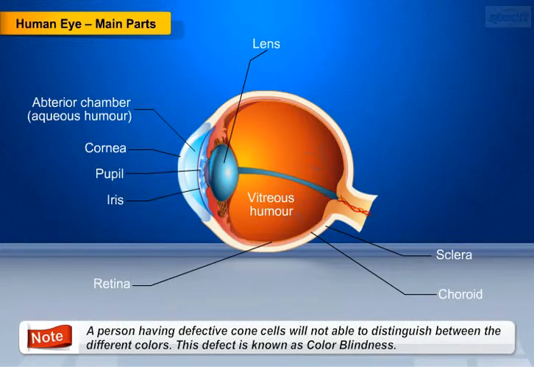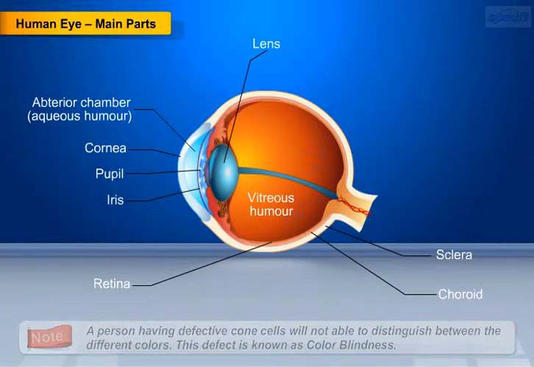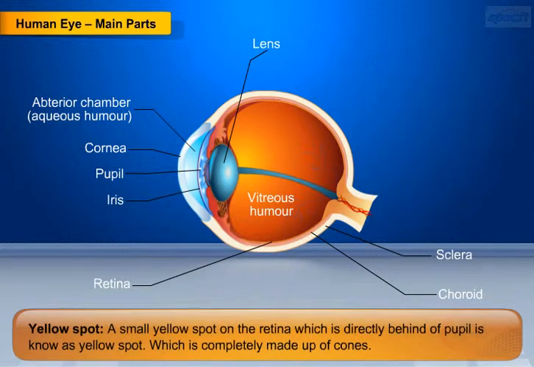Here note that, a person having defective cone cells will not be able to distinguish between the different colors. This defect is known as color blindness. Retina has two very important regions, namely the yellow spot and the blind spot.